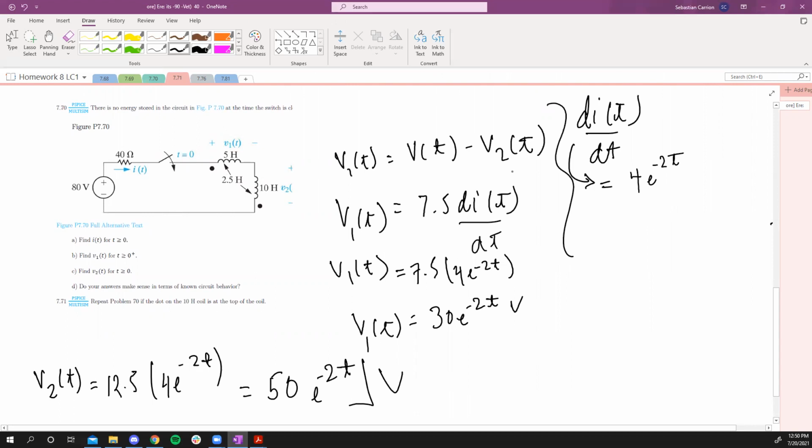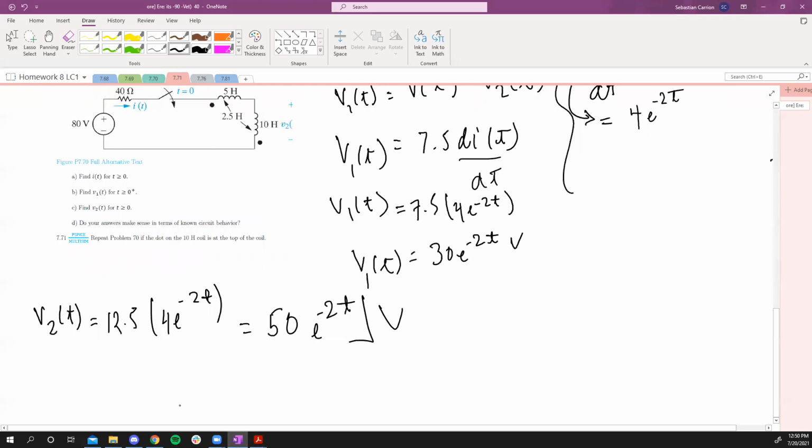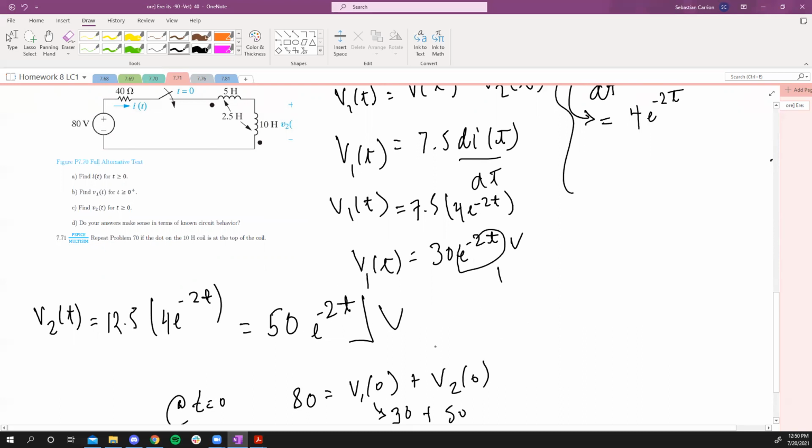Same thing, to verify if it makes sense, at time equals 0, KVL is going to be the same. You get 30 plus 50, because if we plug in this 0, this whole exponential turns into 1. Same thing happens here. So it does satisfy the condition, and it does make sense in terms of circuit behavior. So yeah, that would be our answer for 7.71.